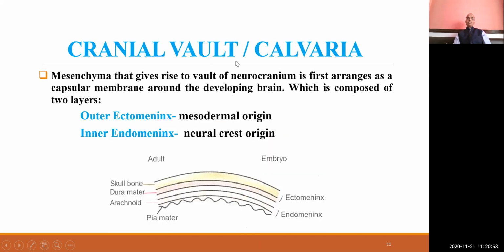So, cranial wall and first calvaria. First, the mesenchyma that gives rise to the cranial wall or vault of the neurocranium is first arranged as a capsular membrane around the developing brain, which is composed of two layers. In the embryo, it is made up of two layers, ectomeninx and endomeninx, whereas in the adult, it has four layers: pia mater, arachnoid mater, dura mater, and scalp.